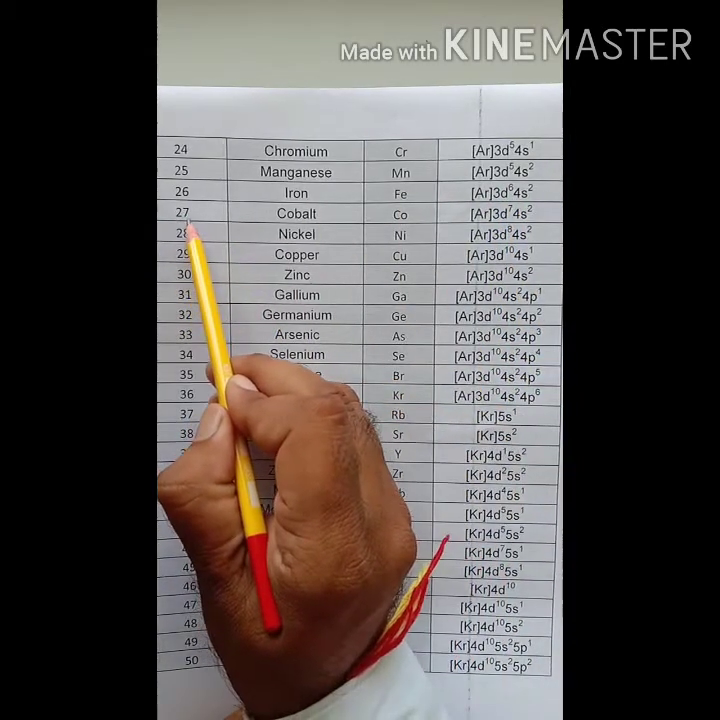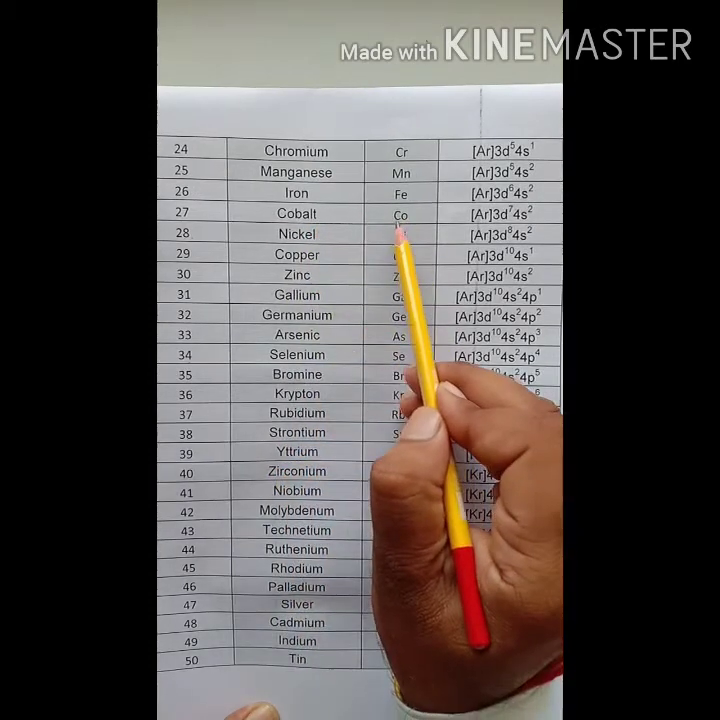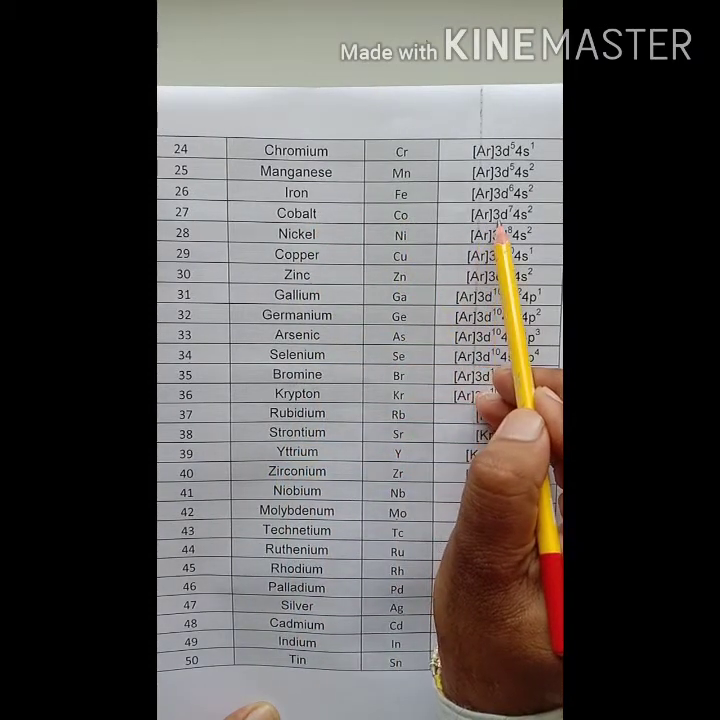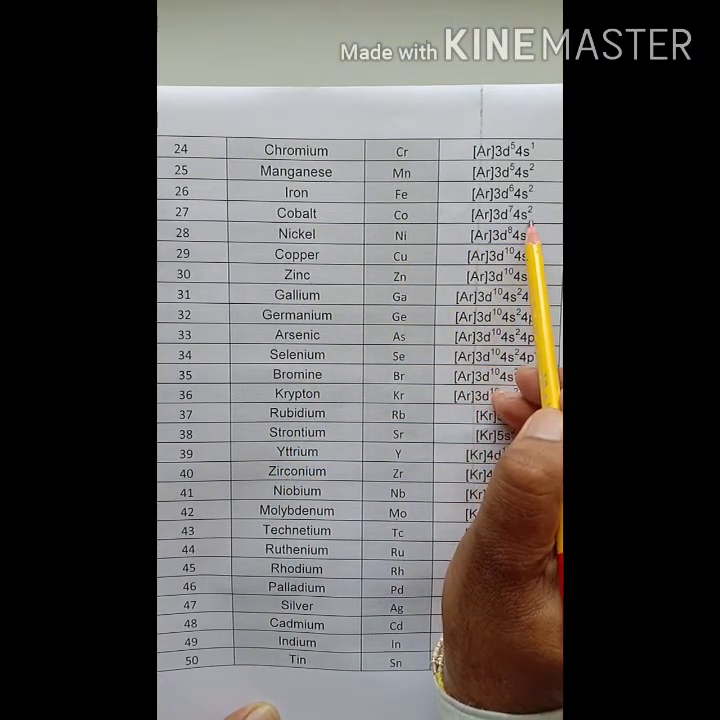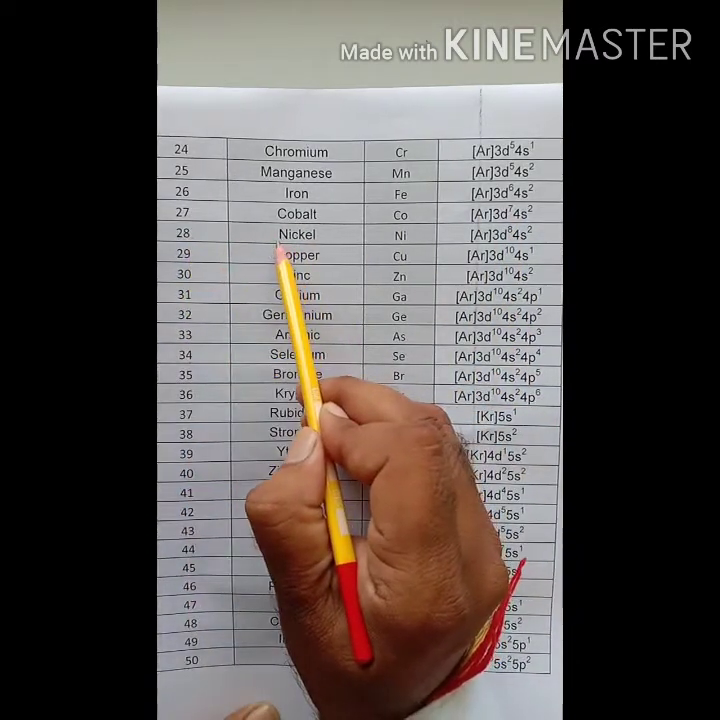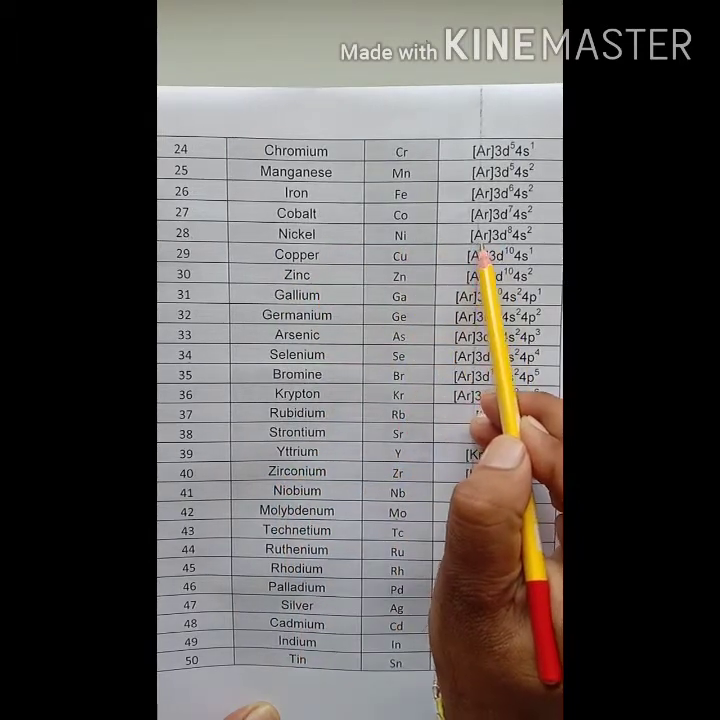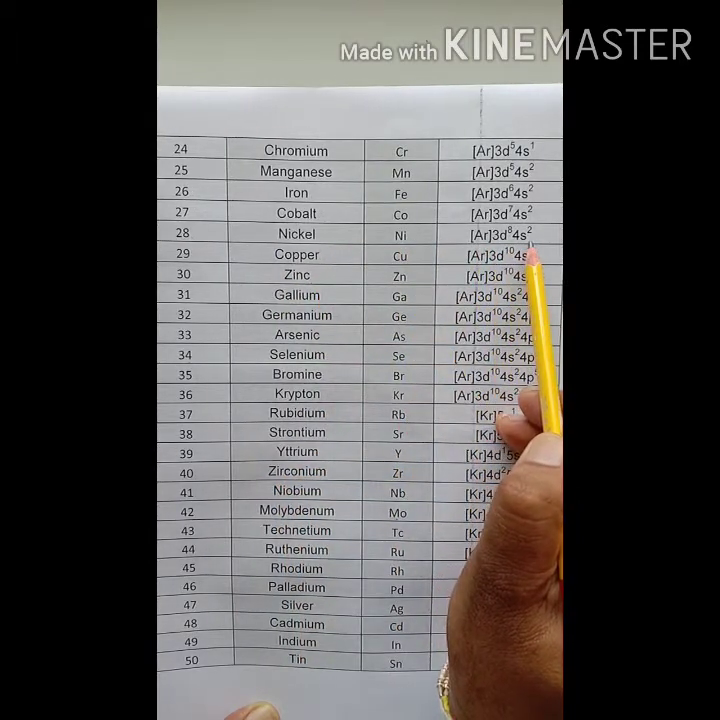The next atomic number is 27. The name of the element is cobalt. Symbol is Co. Electronic configuration is [Ar] 3d7 4s2. The next atomic number is 28. The name of the element is nickel. Symbol is Ni. Electronic configuration is [Ar] 3d8 4s2.